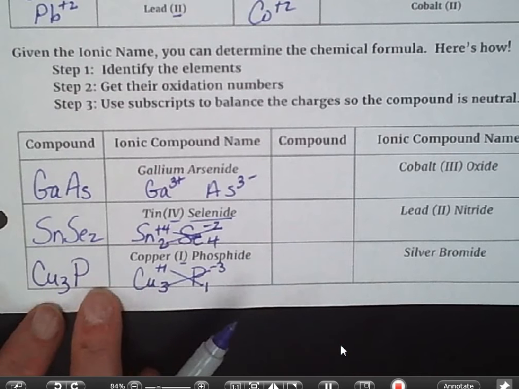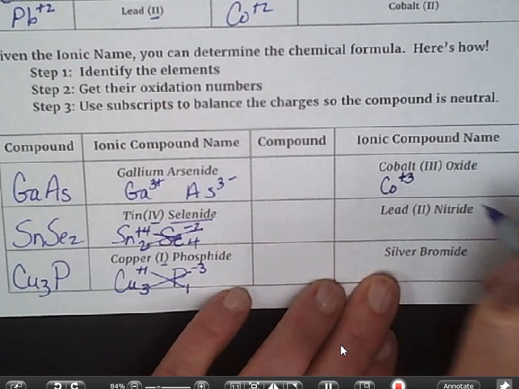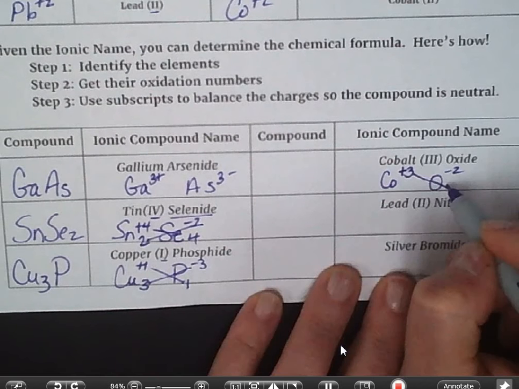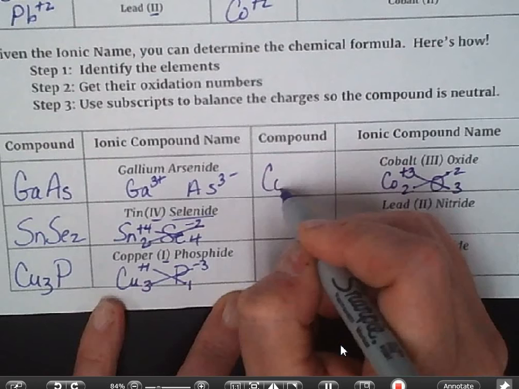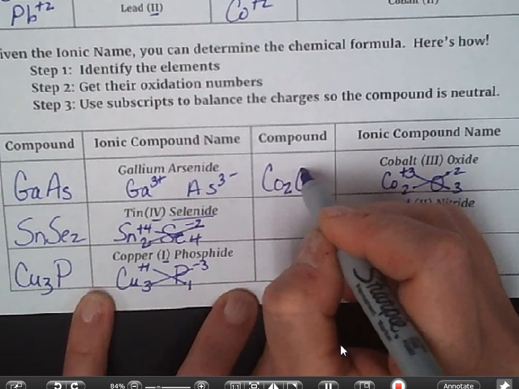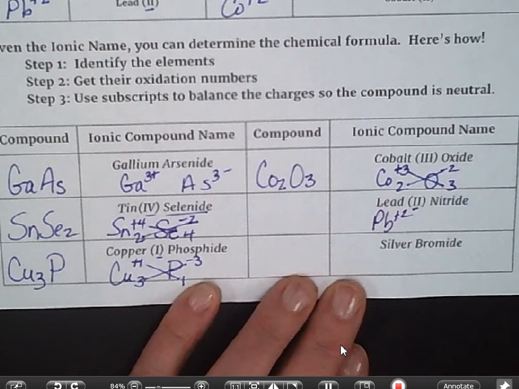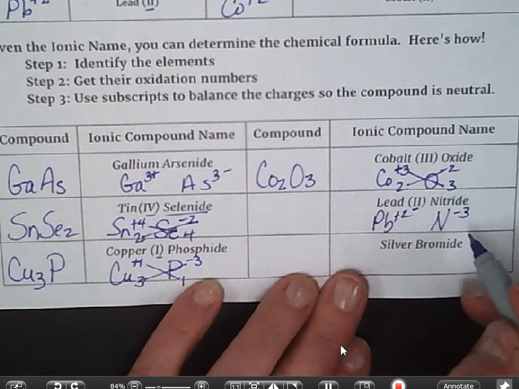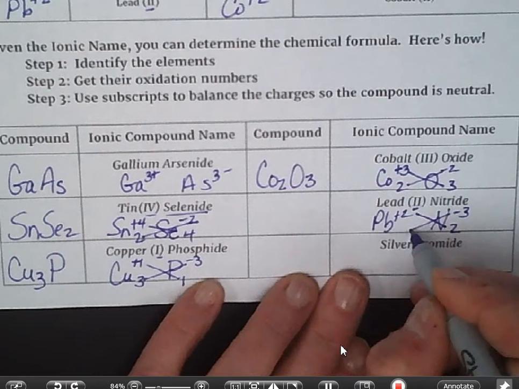All right, let's look here. Cobalt(III), that's a 3+ charge. Oxygen has a -2 charge. So I have to do crisscross applesauce. So 2 and 3. So I end up with Co2O3. All right, lead(II) nitride. Pb is lead. It has a +2 charge because it tells me, and nitrogen has a -3 charge. So we're going to do the same thing, very similar to the numbers up here. I'm going to bring this one down to 2 and this one down to 3. So I'm going to end up with Pb3N2.